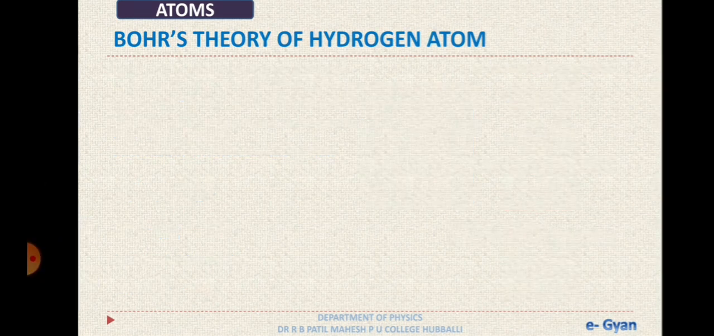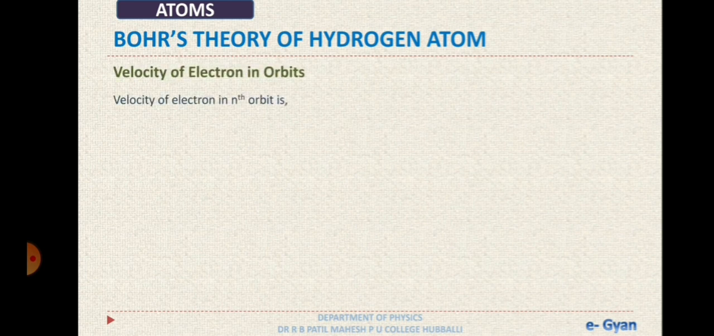Now if we list out the velocity of the electron in various orbits. The velocity of an electron in the nth orbit is given by Vn is equal to e square divided by 2 epsilon naught n into h, for the hydrogen atom. Vn hence is inversely proportional to the principal quantum number. Vn is proportional to 1 upon n.